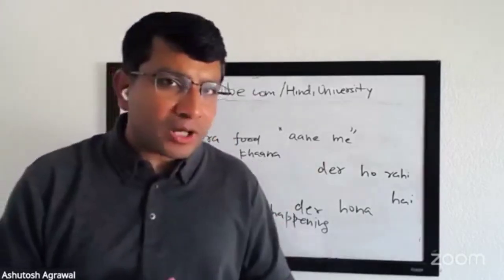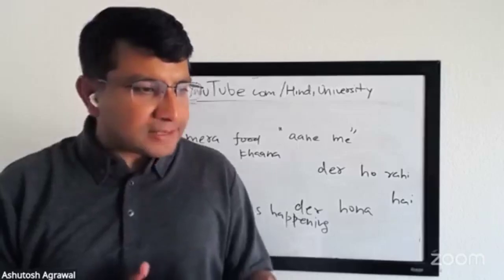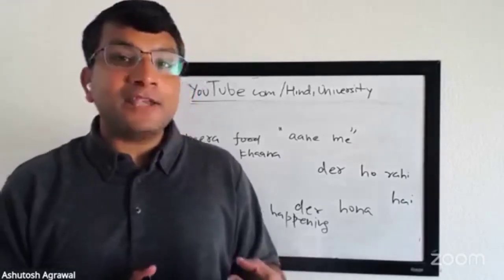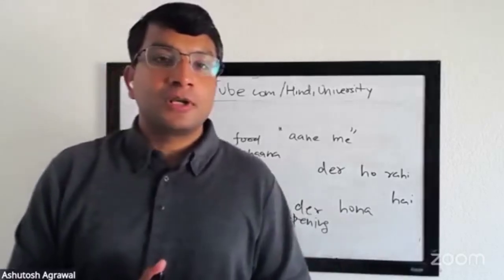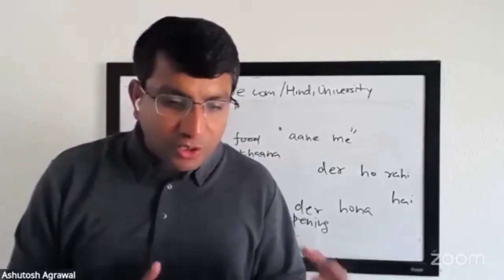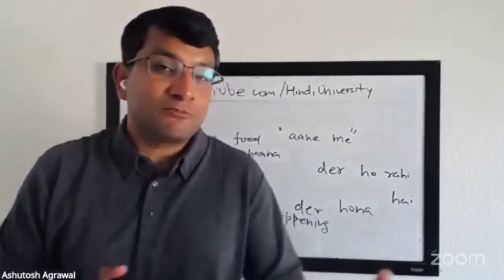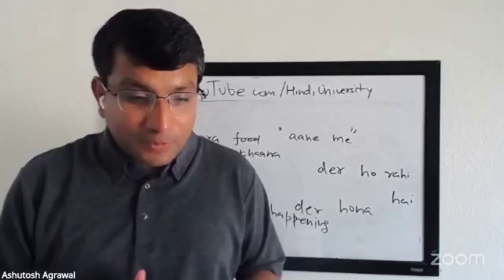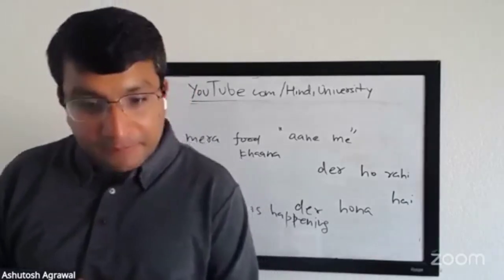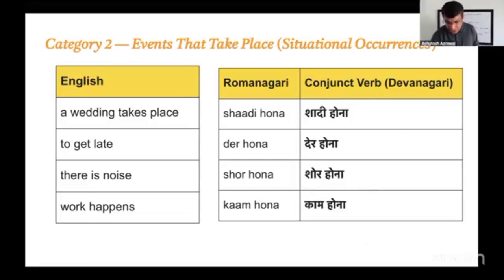you took a noun or an adjective and you put Hona next to it, right? So it's the same thing as I work versus a work is happening. When you say I work, you are the subject, and work is sort of the verb here, right? But with work happening, your work becomes sort of your subject. Kaam ho raha hai.